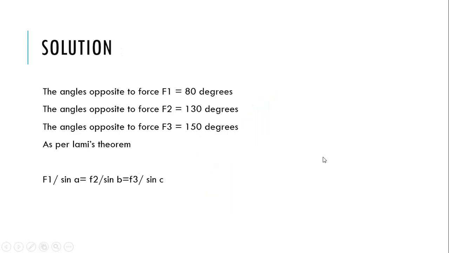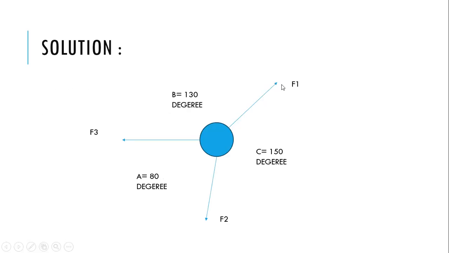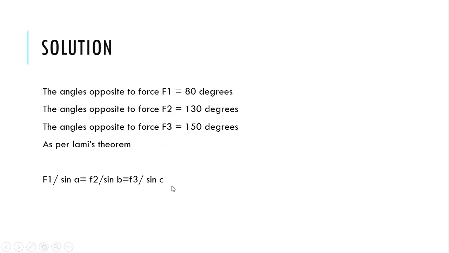Now, the angle opposite to F1 is 80 degrees, located opposite to the force F1. The angle opposite to F2 is 130 degrees. And the angle opposite to F3 is 150 degrees. So these are the physical identification of the forces, the angular orientation of the forces.